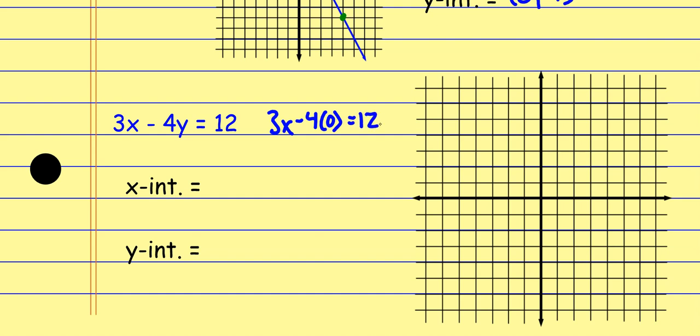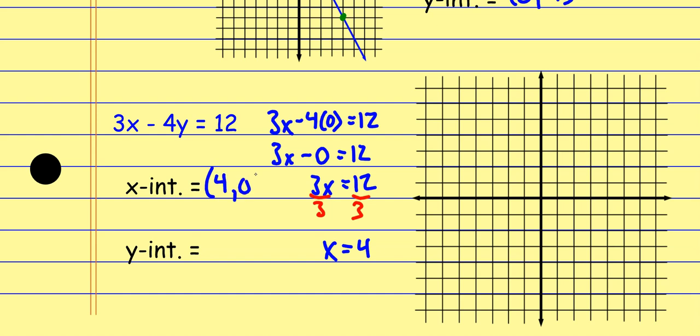And now I'm just going to solve for x. Ready? 3x, 4 times 0 is a 0. That's just 3x equals 12. And now I divide each side by 3. I'm solving this equation, and I get x equals 4. But then again, as an ordered pair, and I should always write this as an ordered pair, that's 4 for x and a 0 for y.